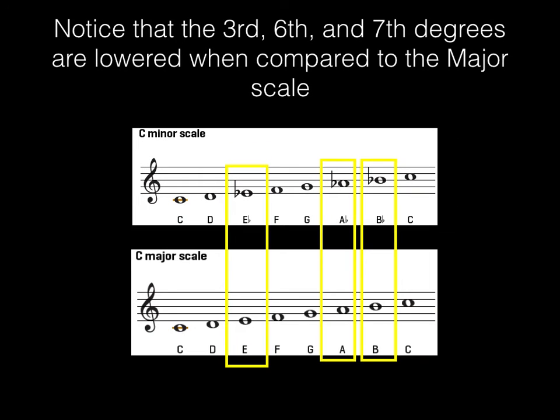Notice that the 3rd, 6th, and 7th degrees are lowered when compared to the major scale. So C, D, E flat instead of E, F, G, A flat instead of A, and then B flat instead of B.